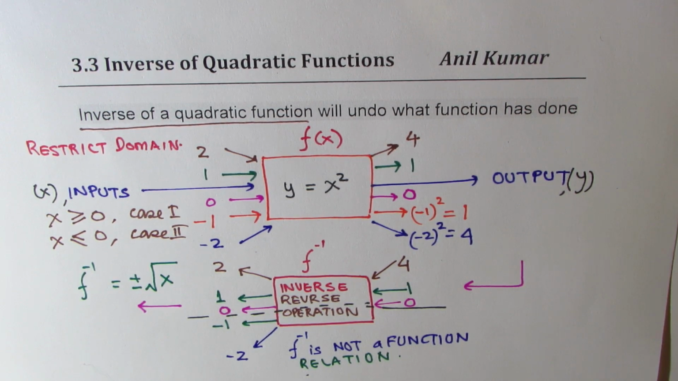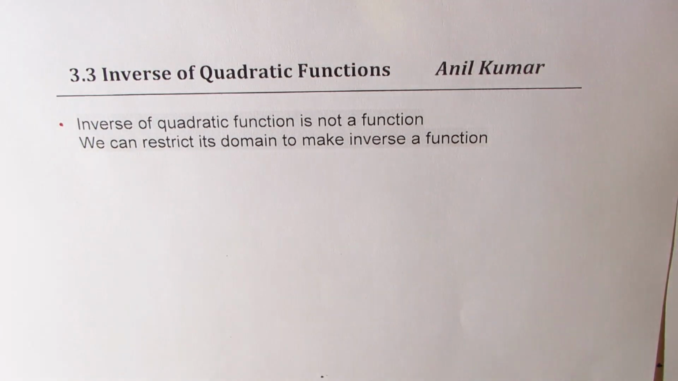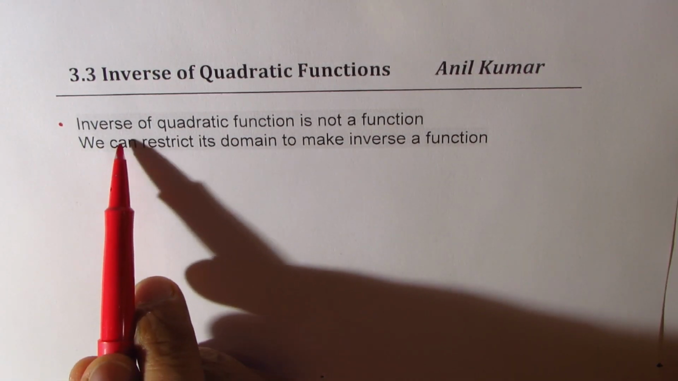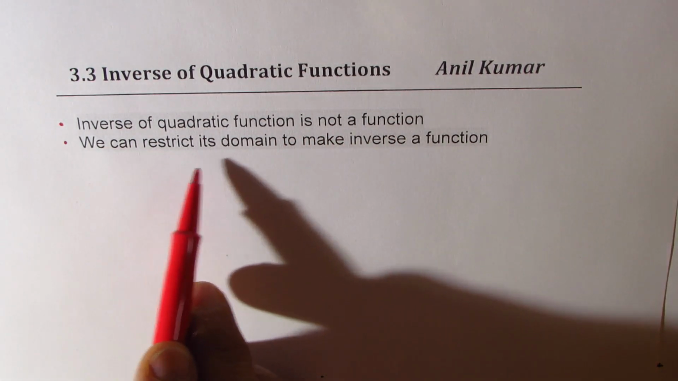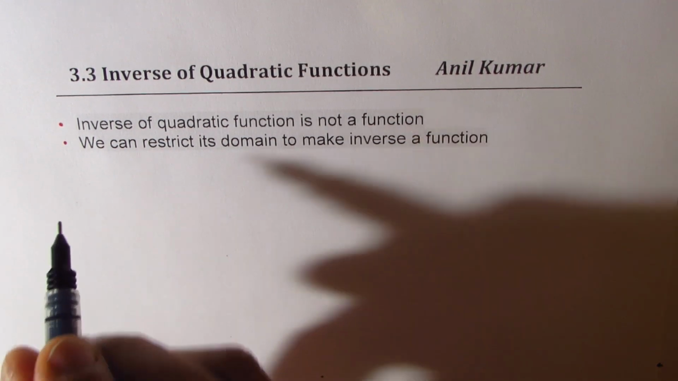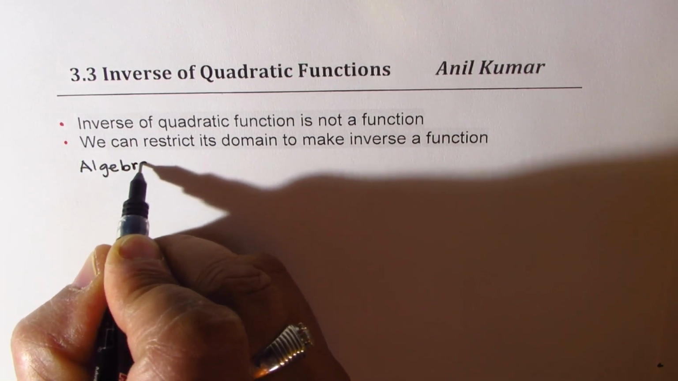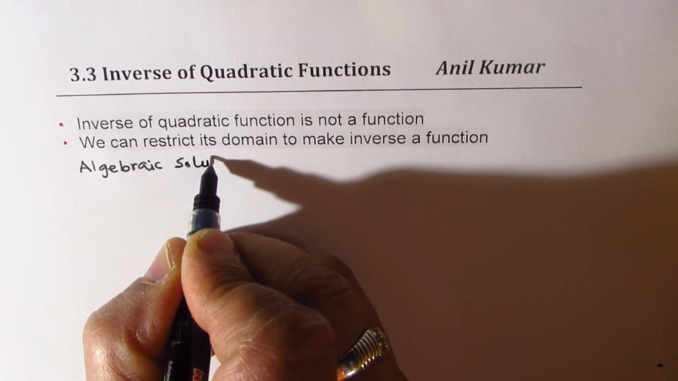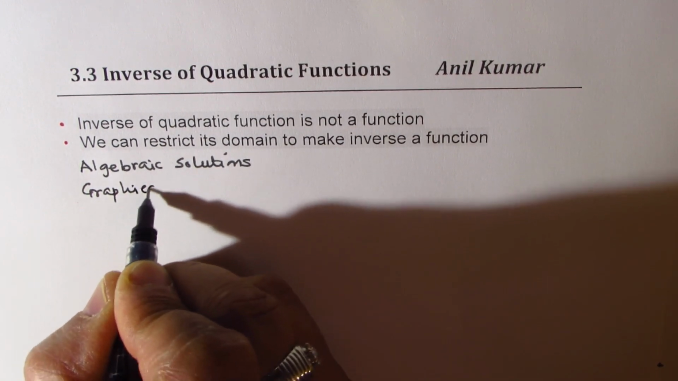Now let's move forward and look into the graph of the quadratic function and its inverse. So we just learned a very important part of inverse of quadratic function, and that is inverse of quadratic function is not a function. And we also learned that we can restrict its domain to make inverse a function. Perfect. Now let's begin from here. Now let's talk about algebraic solutions, right? And also graphical representation.